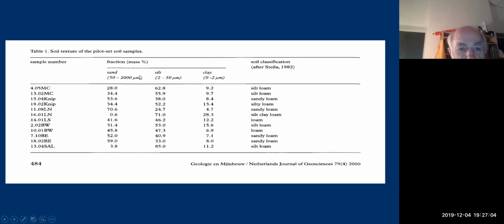This also gives you the size range, in case you were wondering what the size range of sand, silt, and clay is. So 2 millimeters is the top end of sand, and clay is anything from 0 up to 2 microns.